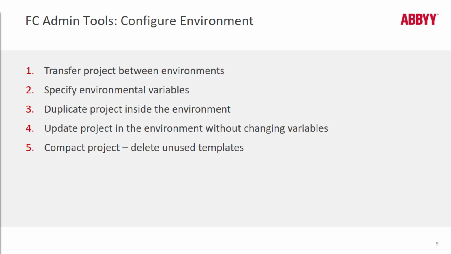Let's suppose you have 2 environments. Your project has environmental variables that you use in several environments. For example, an export path or database you need to connect to for some data validation checks. Depending on what environment your project is in, the correct environmental variable should be specified for each environment. You can easily accomplish this with FCAdminTools. Also, you can transfer projects from one environment to another, or save a local copy.